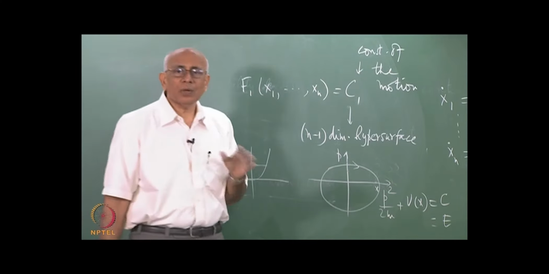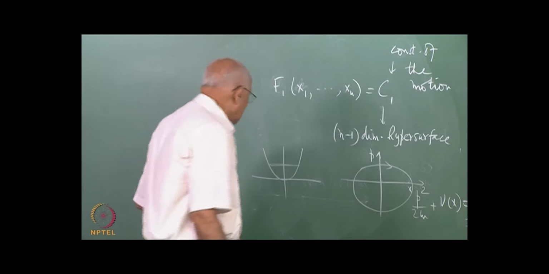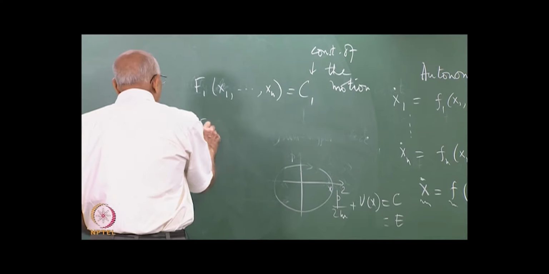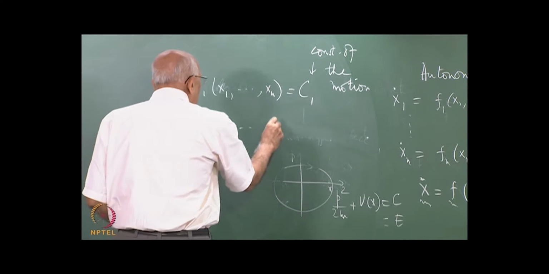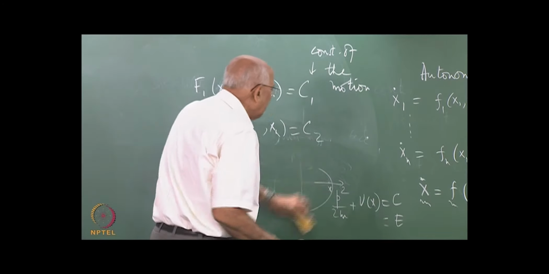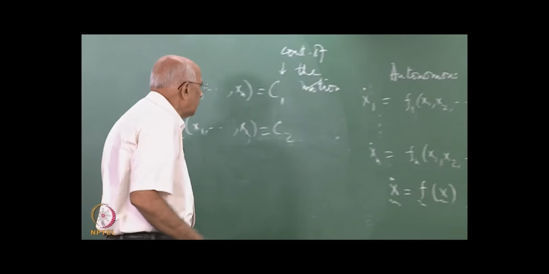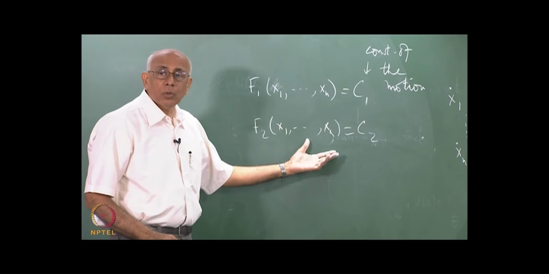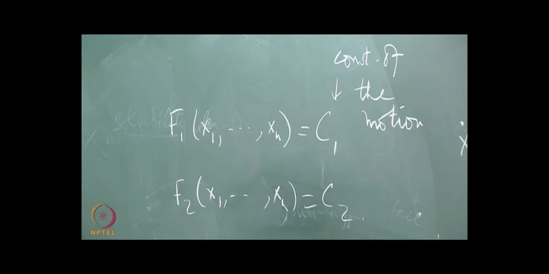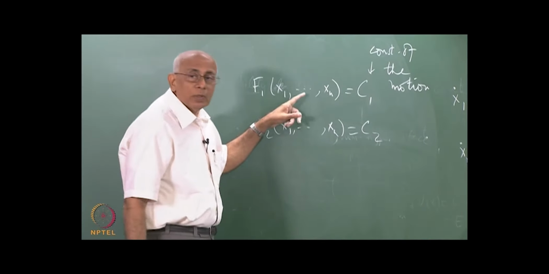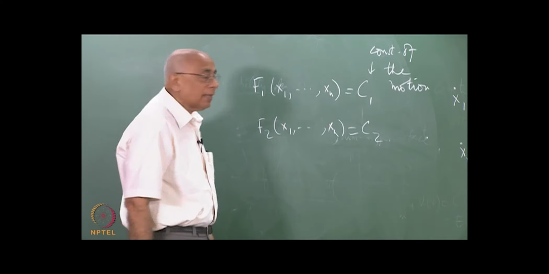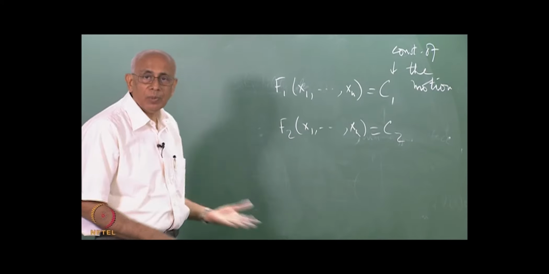If I discovered a second constant of the motion, so let us write an independent second constant of the motion, f2 of x1 to xn equal to c2, independent of c1. These are functionally independent quantities here. Then this too restricts your motion to some other n minus 1 dimensional hypersurface, and this representative point must move on this surface as well as this. In other words, it must move on the intersection of these two surfaces, but that is n minus 2 dimensional, because every time you put one more constraint, the dimensionality of whatever is available to you drops by 1.